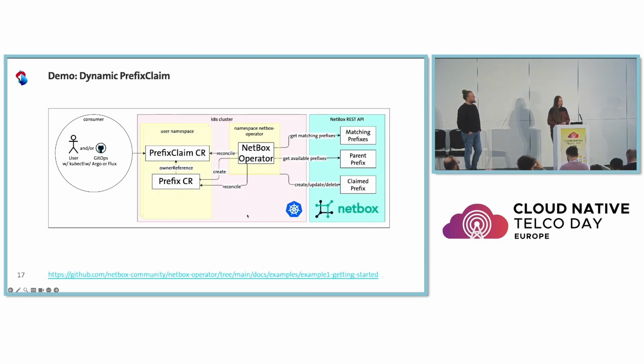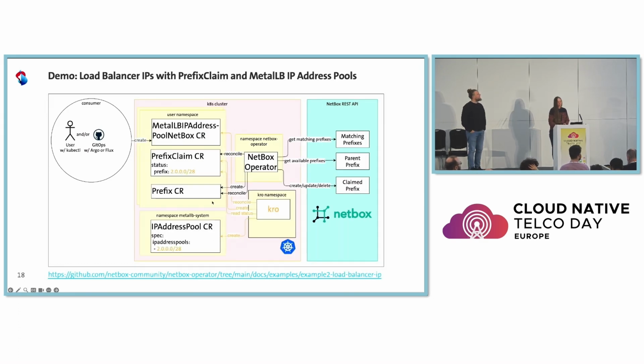So now, how can we then use the claimed prefixes on our clusters? For this, I would like to show an example where we do a load balancer configuration with the claimed prefix. This means we somehow need to map the status field prefix from the prefix claim to the custom resource that's used to configure the load balancer. In our case, we'll use Kyverno for this demo.